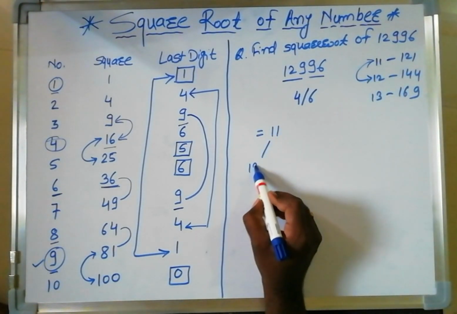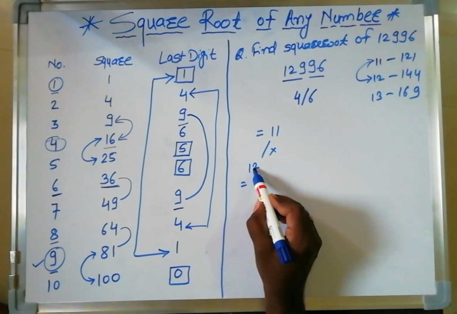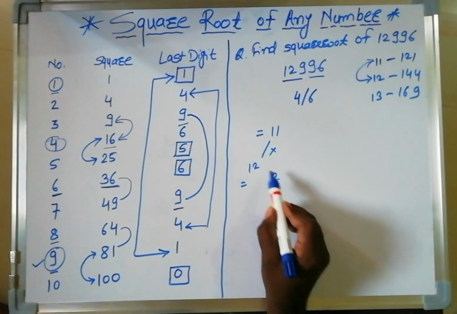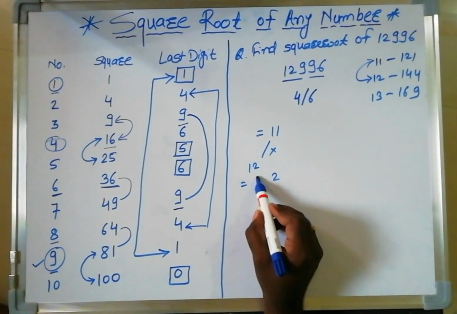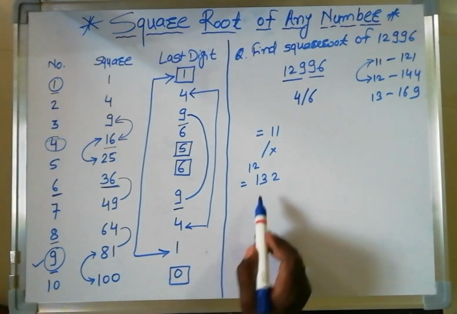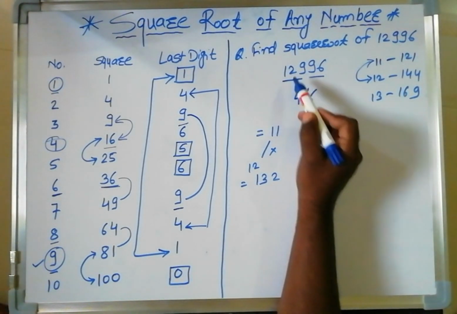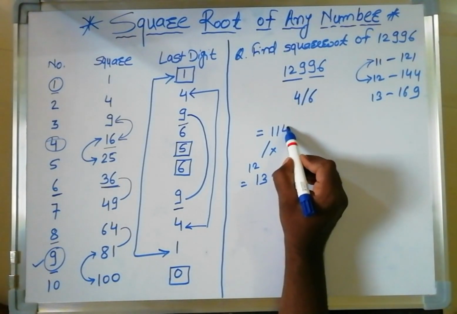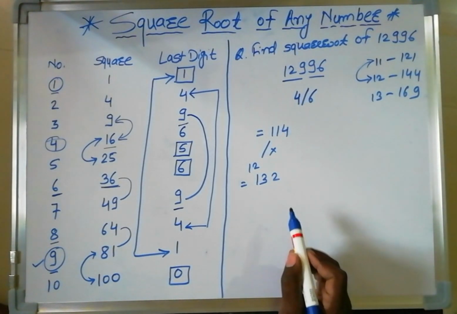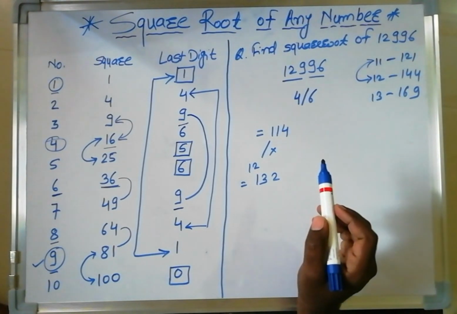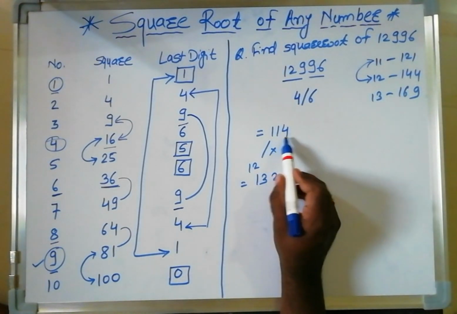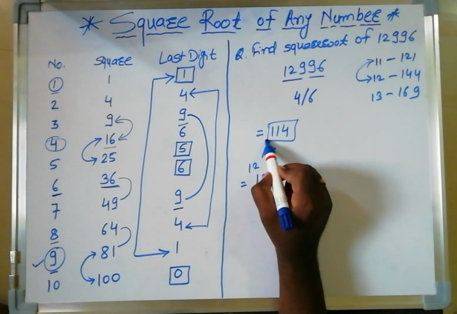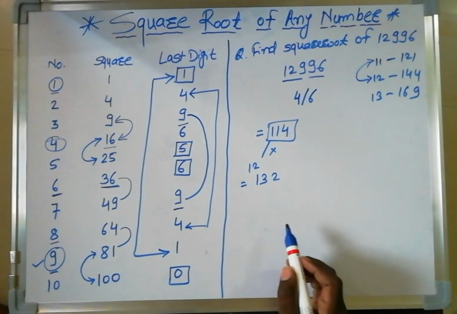Next number will be 12. The multiplication will be what? 12 ones are 12, and 1 is remaining, and then 13. So 132. So 129 is smaller than 132. Okay, so the smaller number will be 4 among 4 and 6. So your answer will be 114.